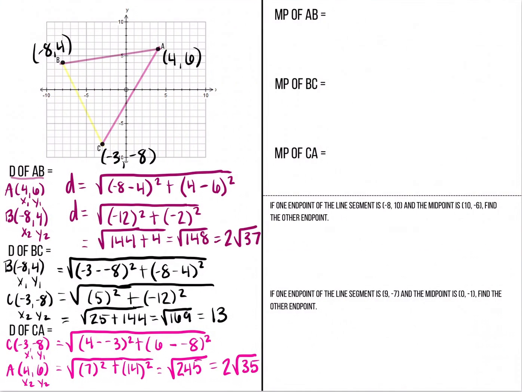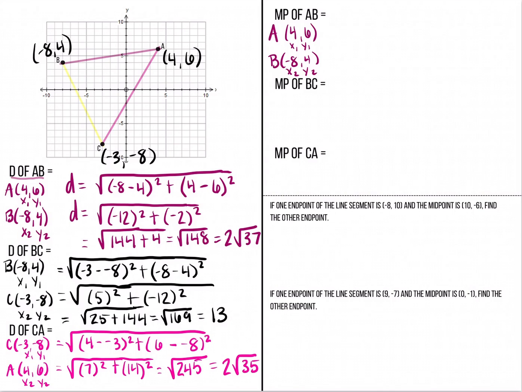So we want to find MP, which just stands for midpoint. So we're finding the midpoint of AB. Now you can kind of guesstimate where it is, but we're actually physically going to graph where it is. So we have A is, remember, (4, 6), and B is (-8, 4). So again, x1, y1, x2, y2.